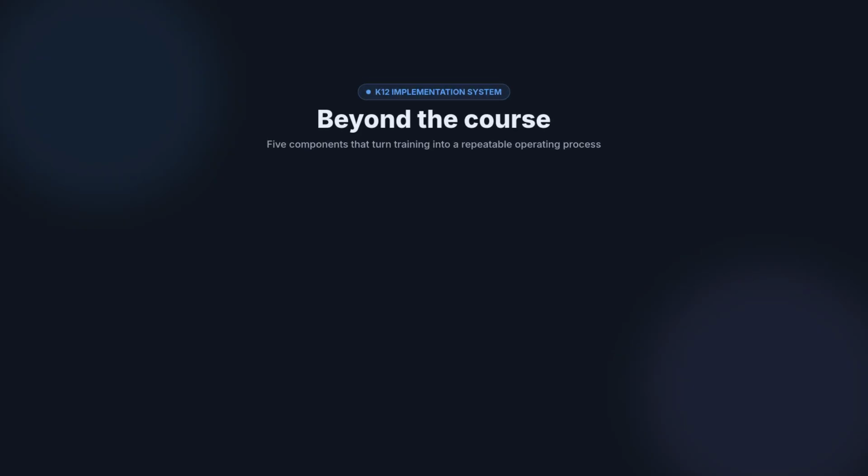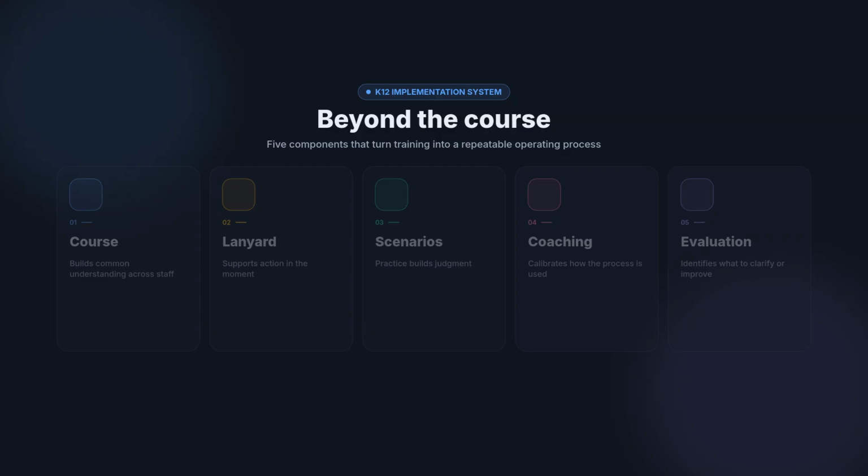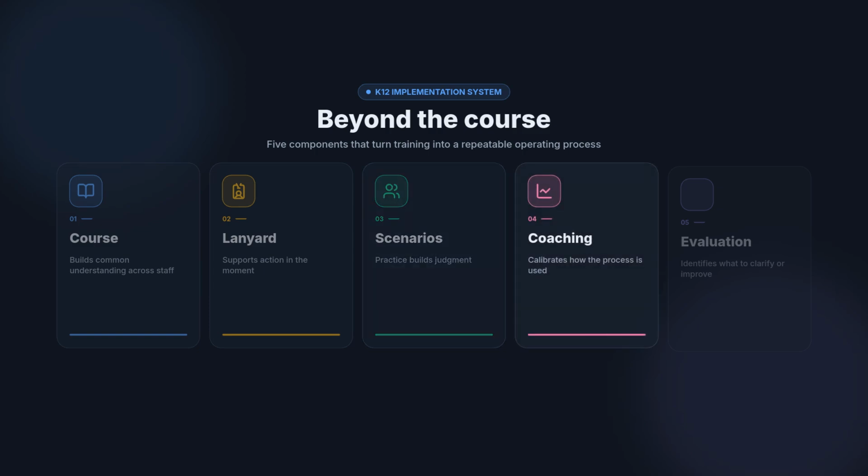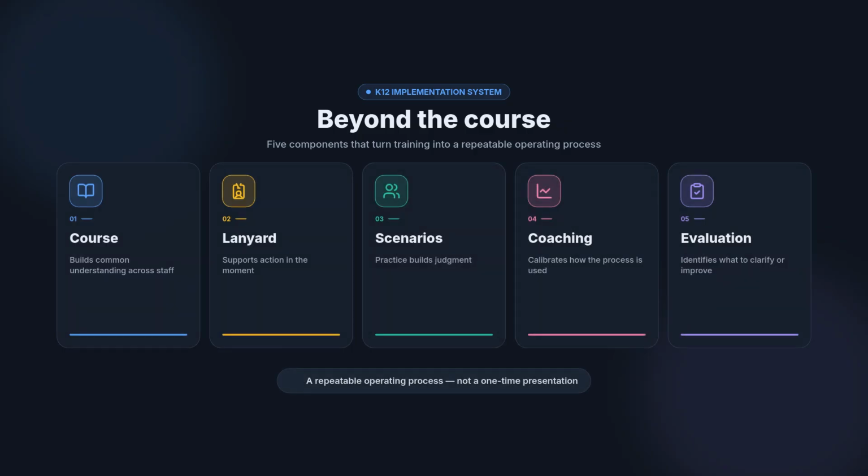A course alone cannot close every implementation gap. That is why we connect the learning to practical tools and follow through. The course builds common understanding. The lanyard supports action in the moment. Scenarios and practice build judgment. Coaching or observation can help teams calibrate how the process is used. Evaluation identifies what should be clarified or improved. This is how training becomes a repeatable operating process rather than a one-time presentation.